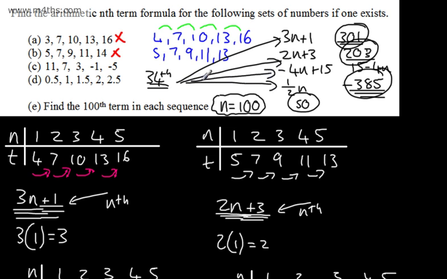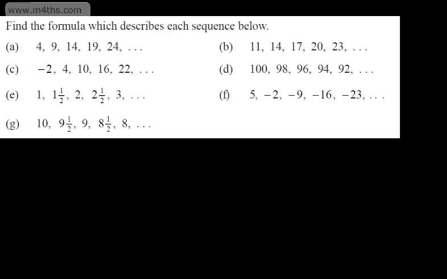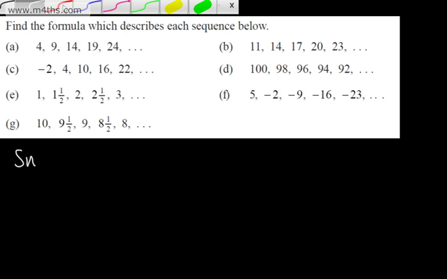Okay, let's move on and look at something different. We're asked to find the formula which describes each sequence below. So if we look at this one, is it going up by a fixed amount? 5, 5, 5 and 5. If you wanted, you could put it in a table, but we could simply write now that this will start with 5n.